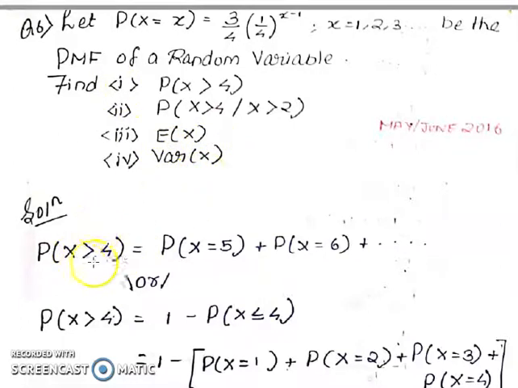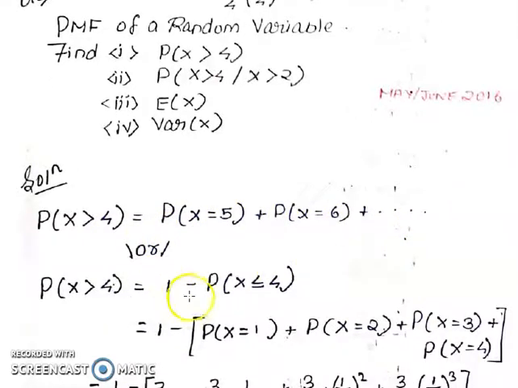P(x > 4) means P(x = 5), P(x = 6) and so on. Or otherwise we can write it like this: P(x > 4) is 1 minus P(x ≤ 4). What is the opposite of the greater than symbol? Less than, maybe equal. So it is less than or equal to 4.